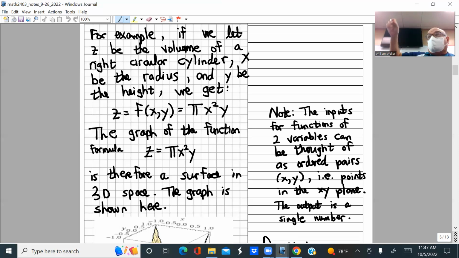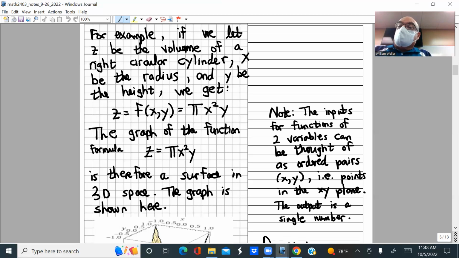So, in calculus 1, since you only have one input x, right? You think of your inputs as just being a number on the x-axis. But since our functions of two variables have two inputs, we will think of our inputs as being a point, right? An x and y point on the xy plane. Okay.